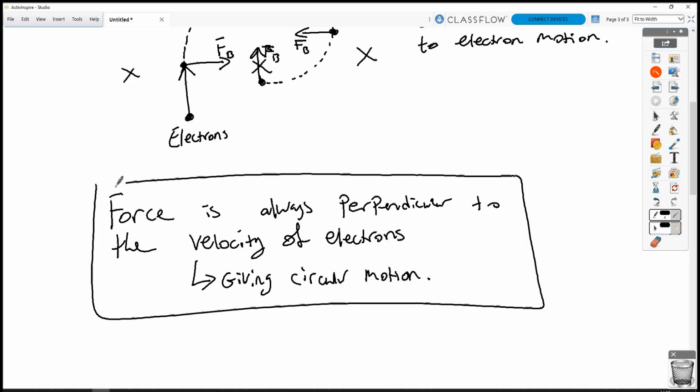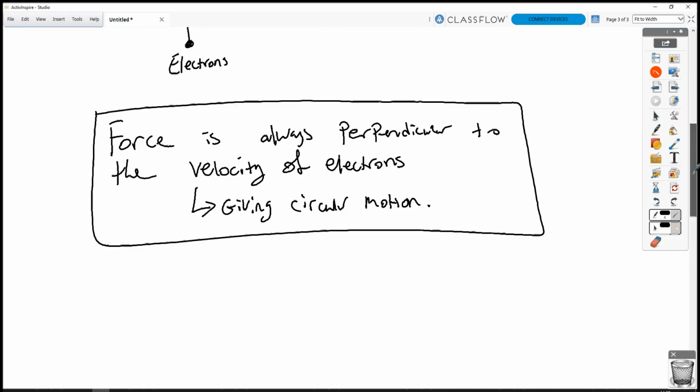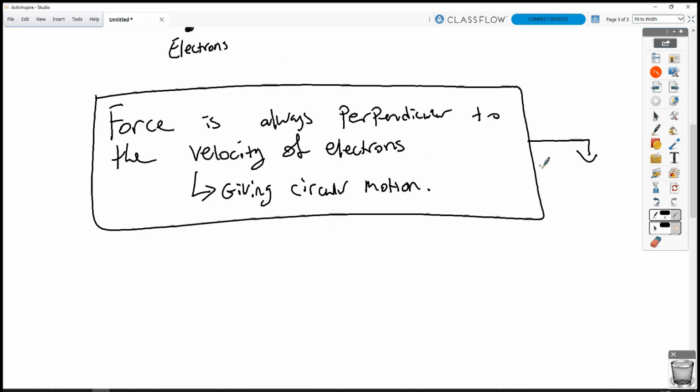Put that in a box. And here we can say, use Fleming left-hand rule to verify. You got a question? Yeah.